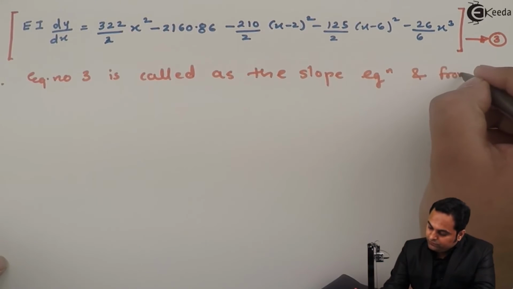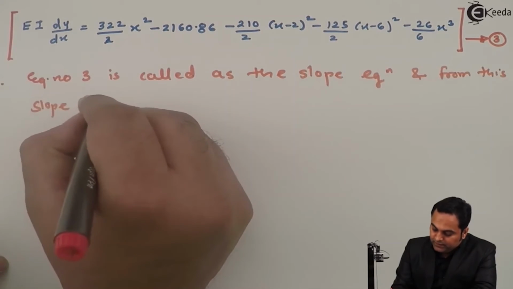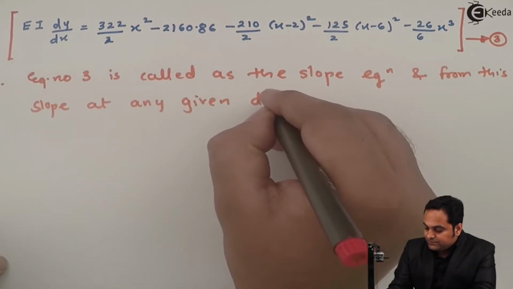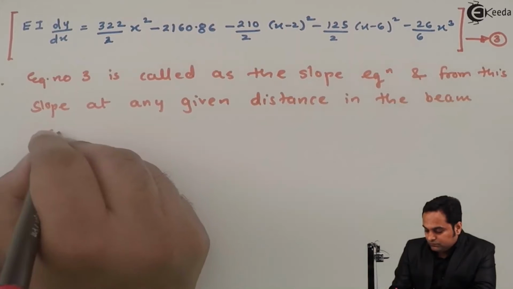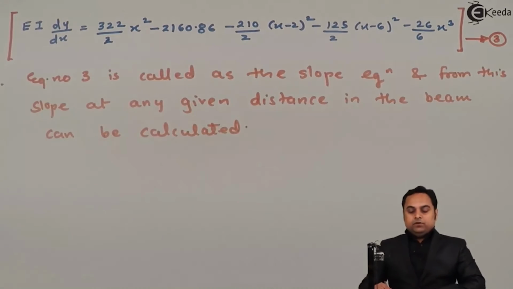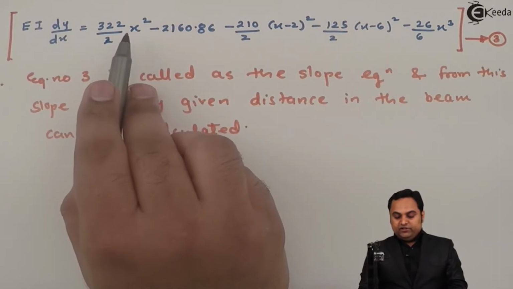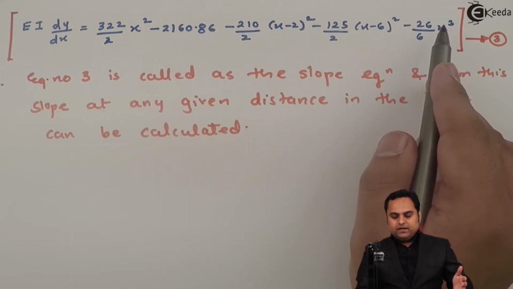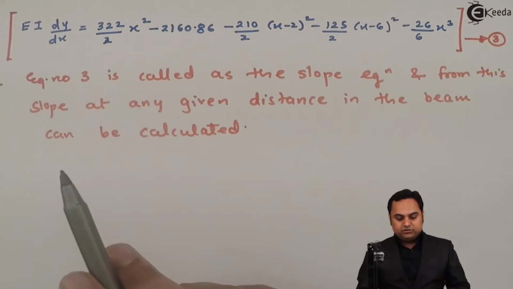and from this, slope at any given distance in the beam can be calculated. So from the slope equation we can see that x is the variable. We go on shifting different values of x depending on the length of the beam, at which section we have to calculate the slope, and we are going to find dy by dx, that is the slope value.